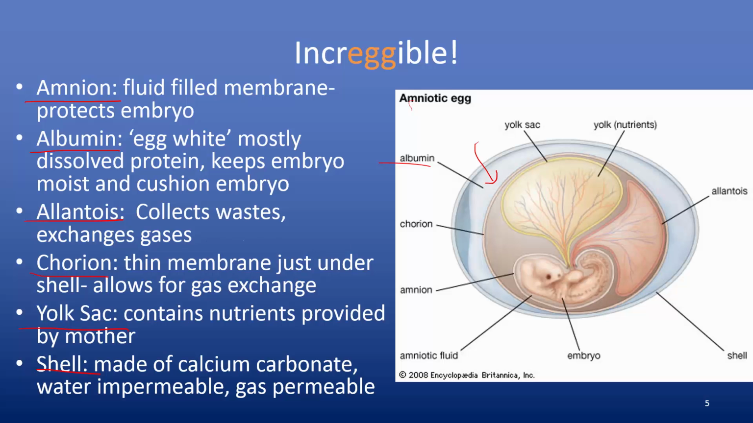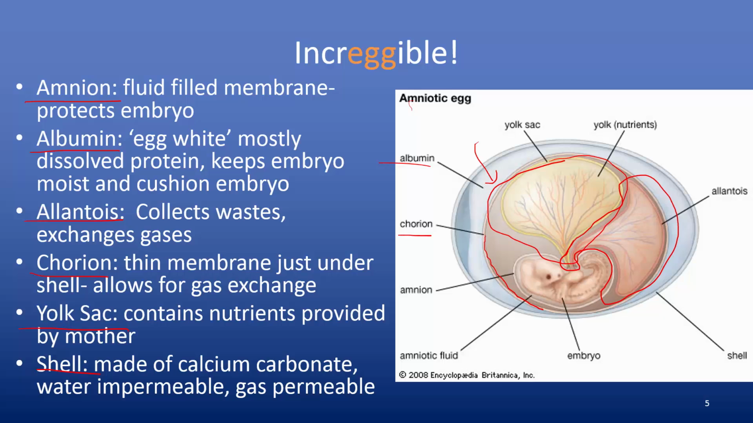The allantois collects waste and exchanges gases. So that is this whole portion right here. So the allantois helps with exchanging gases, so oxygen and carbon dioxide, and helps to collect waste. Then we have the chorion. The chorion is a thin membrane just under the shell that also helps for gas exchange. Okay. The yolk sac, that is this part right here. We know the yolk, the yellow portion of our eggs, contains nutrients from the mother. Okay. So the mother provides nutrients inside of this yolk sac and will feed the embryo.